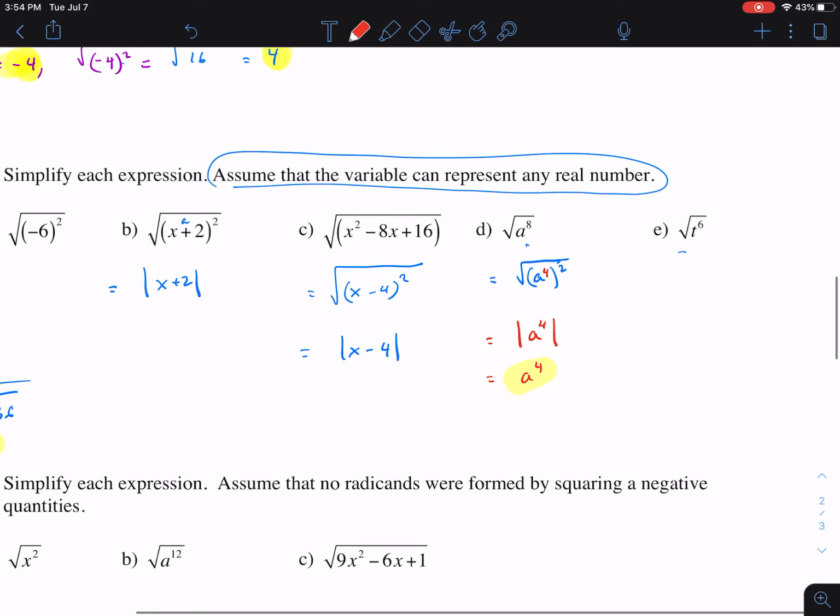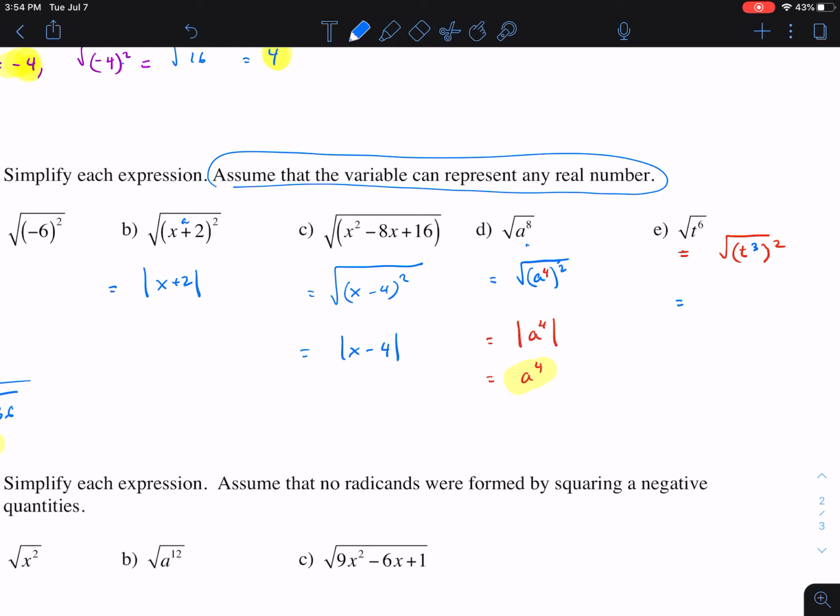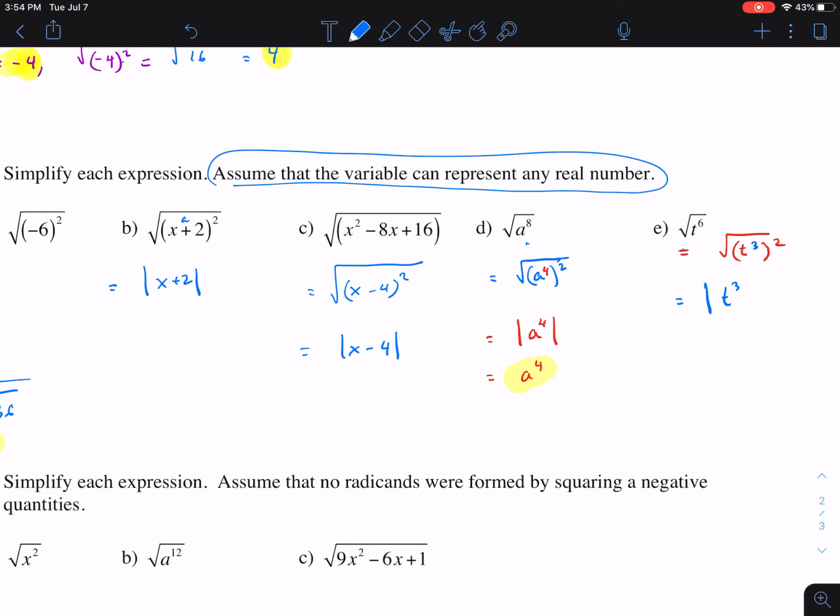Over here, the square root of t to the 6, I'm going to go ahead and make this t raised to some power to the 2nd power. So what number goes there to make it to the 6th power? That becomes 3, right? So the square root of t to the 3rd, squared, becomes the absolute value of t to the 3rd. And that's the answer, because t to the 3rd can be negative, so we want to keep the absolute value around that.